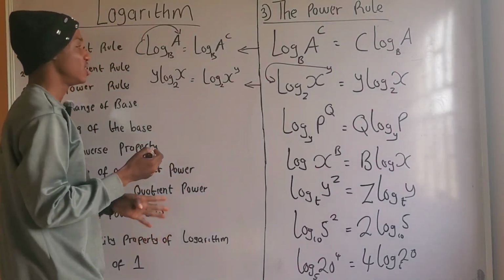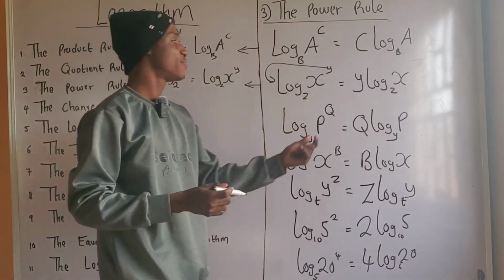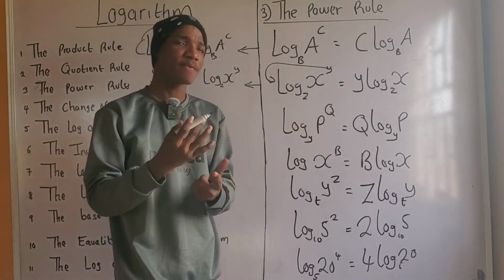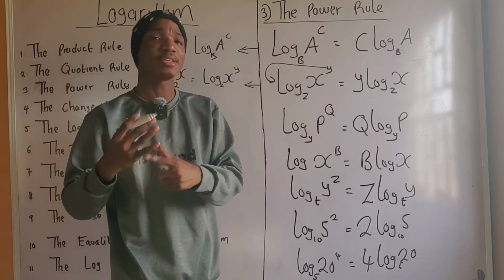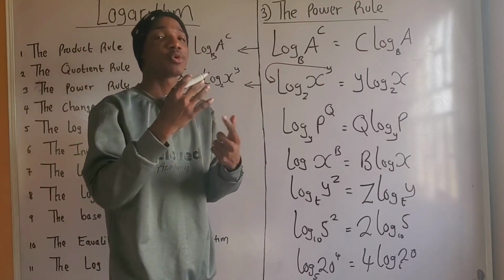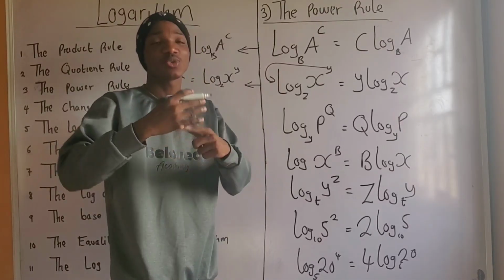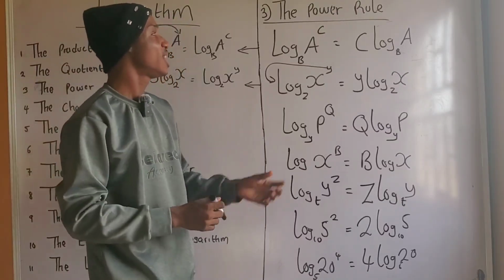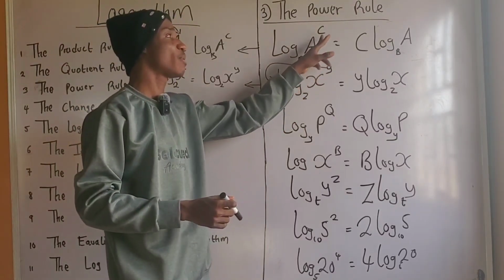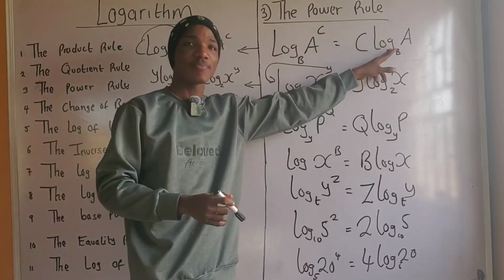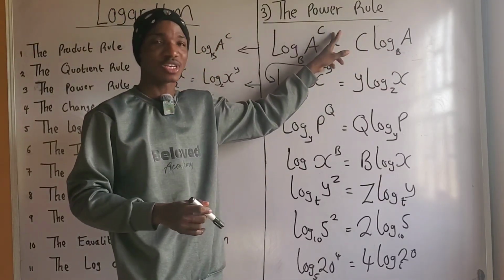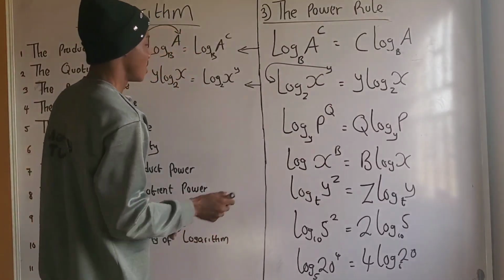Do you understand? It's just as if I reverse what I have here. I reverse the case. If the log of a power is the product of that power and the log, that means the product of the power and the log is also the same thing as the log of a power. It's simple. If log A to the power of C is equal to C times log A, that means C times log A is also the same thing as log A to the power of C. Do you understand?